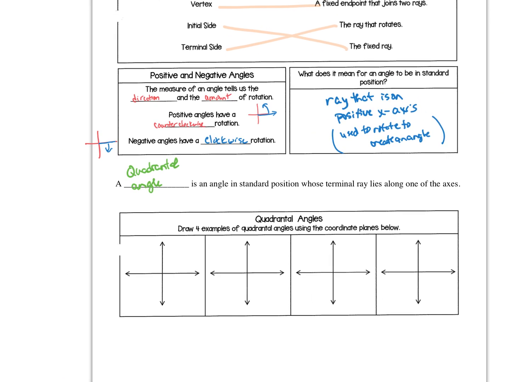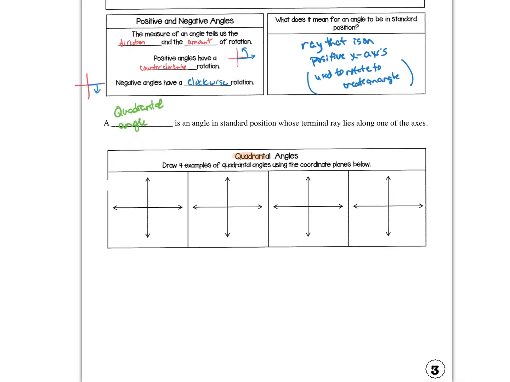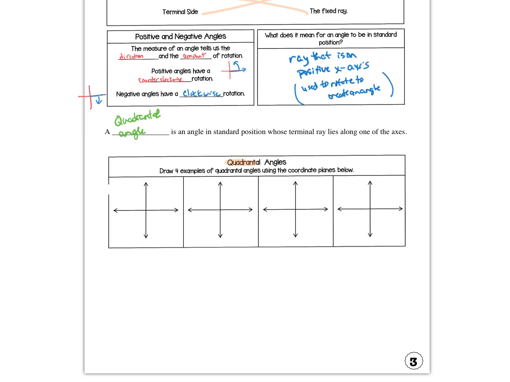All right. Another term to become familiar with is what's referred to as a quadrantal angle. It sounds weird, but think about the fact that it's got quadrant in it. Quadrantal is how that's pronounced. A quadrantal angle is an angle in standard position whose terminal ray lies along one of the axes. In other words, we start in standard position and then we rotate, and where it stops, it's stopping either on the x-axis or the y-axis. Okay, so let's draw some pictures.